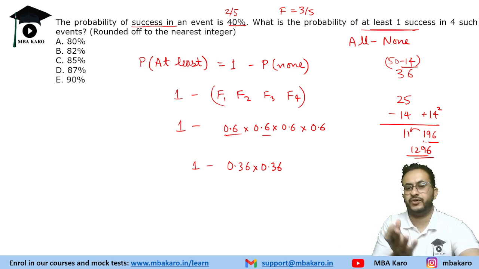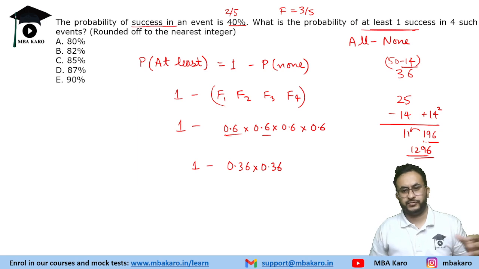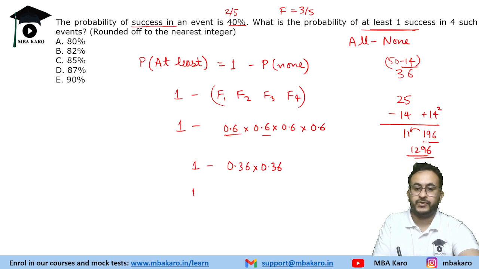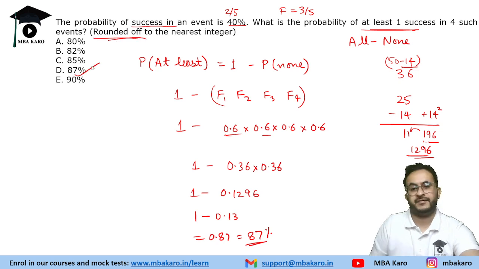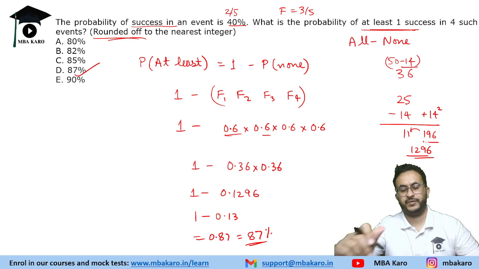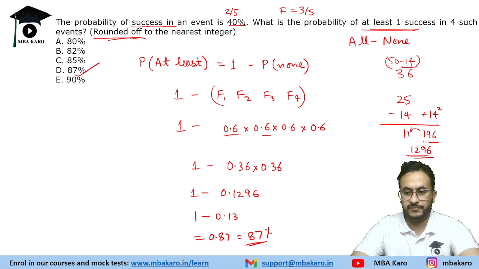If you wish to learn such calculation techniques, we have some videos on that. In our course, we teach all these basic techniques first, before you start solving questions. We have a special series on all these calculation techniques you should know, because the people who know such calculation hacks tend to do much better than others. So 1 minus 0.1296. Now let's round it off: 1 minus 0.13 is 0.87, or 87%. So we have to tell the rounded off answer, which will be 87%. Okay, so this is how we do this question of at least one.